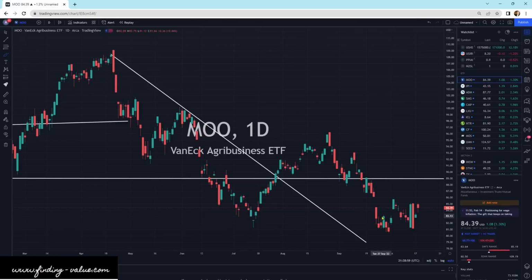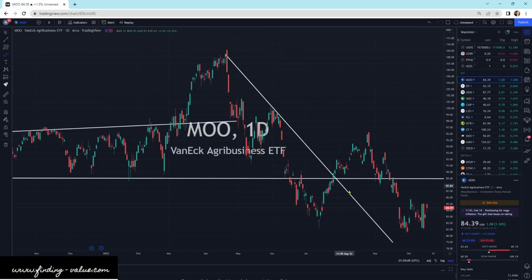MOO is moving sideways. We had this buying pressure day and selling pressure day right next to it. That complicates things in terms of the way that I read these patterns. But we do have a broken downtrend, and we are at support. So I would say we're trying to put in a bottom.